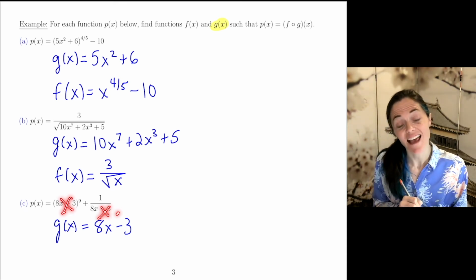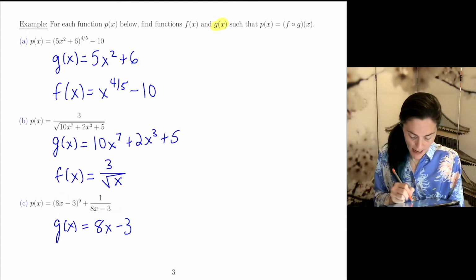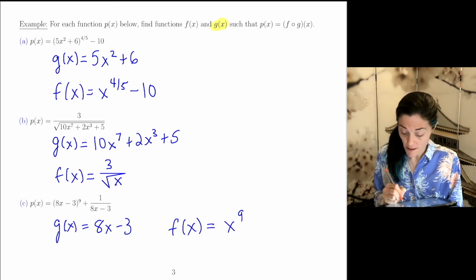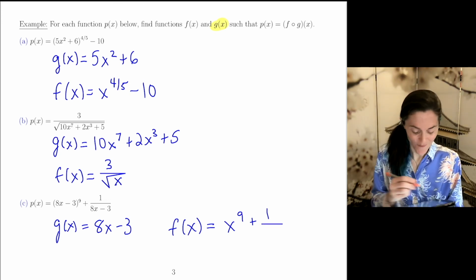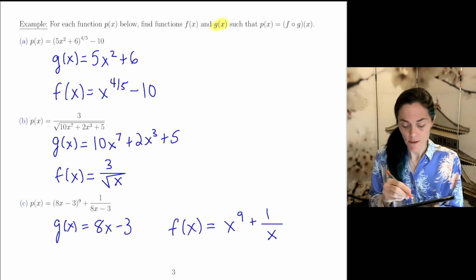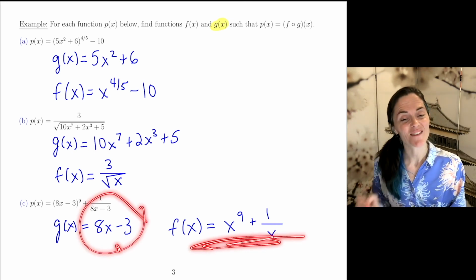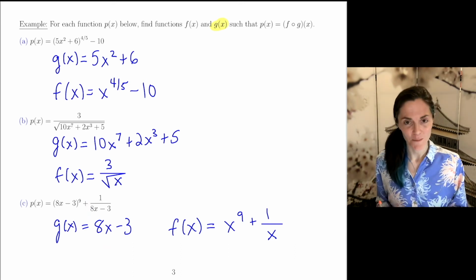You notice this is x to the 9th plus 1 over x. So this will be my outside function, f of x equals x to the 9th power plus 1 divided by x. And once again, for the third time, you can check: put g into f to evaluate f compose g, and you will get function p of x.